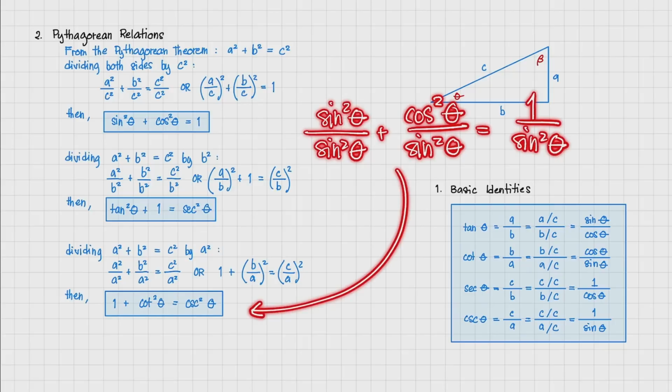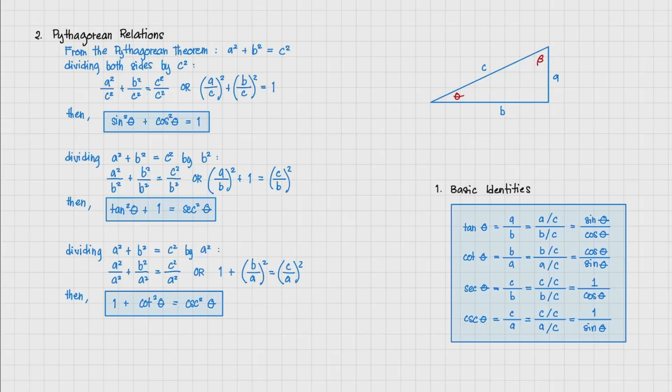Kasi yung sine squared theta over sine squared theta natin is equal to 1. Cosine over sine natin, this is your cotangent. And then 1 over sine natin, this is your cosecant. So, doon nanggaling yung Pythagorean relations natin. So, yan yung basics natin for the right triangle.